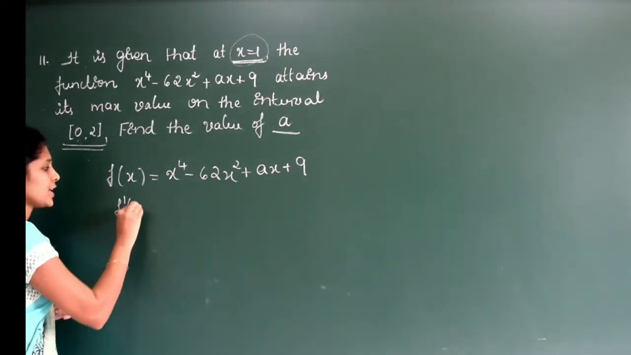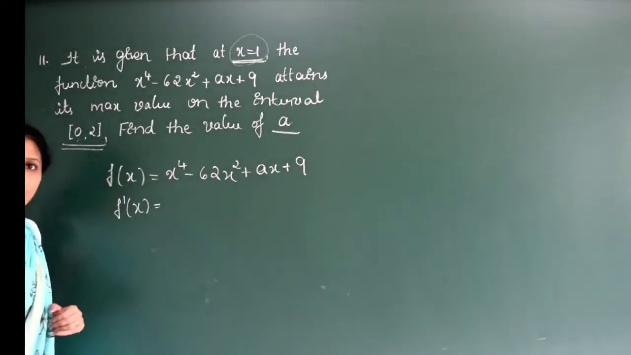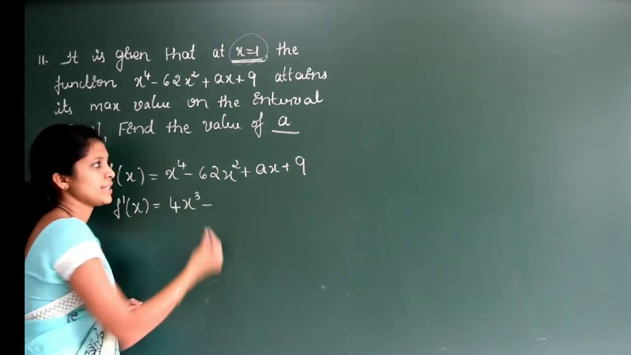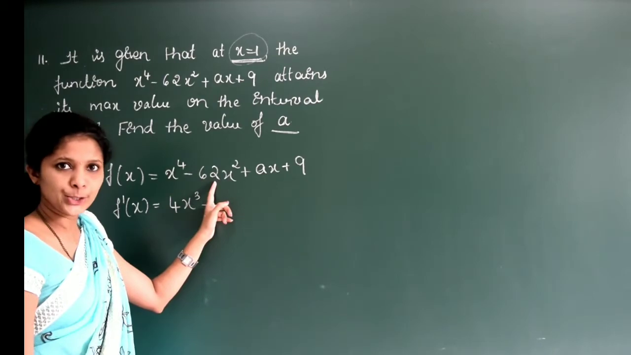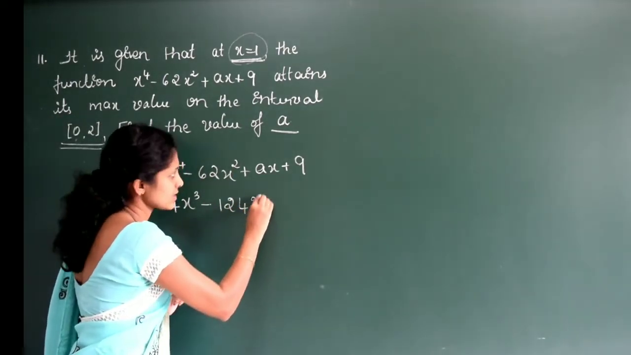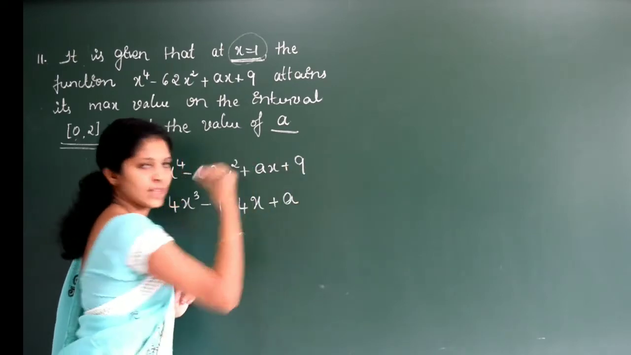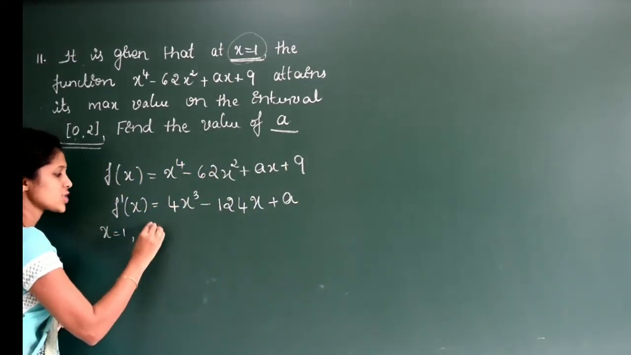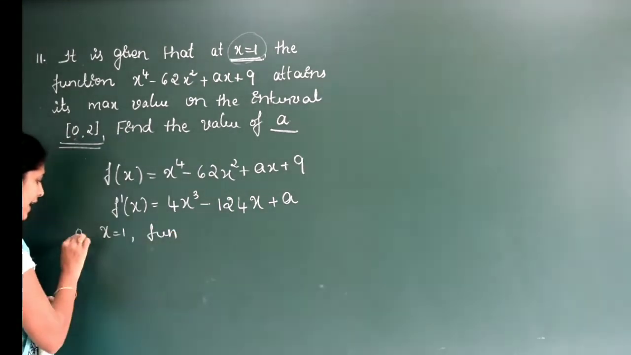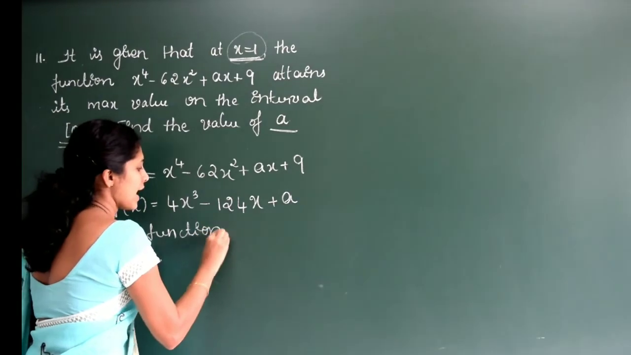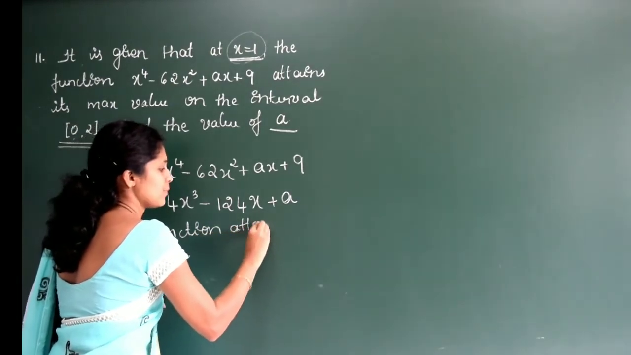So if I differentiate, f dash of x will be equal to the derivative of x to the power 4, which is 4x cube, minus 62 into 2, which will be 124x, plus a. Now what is given? At x is equal to 1, the function attains its maximum value.